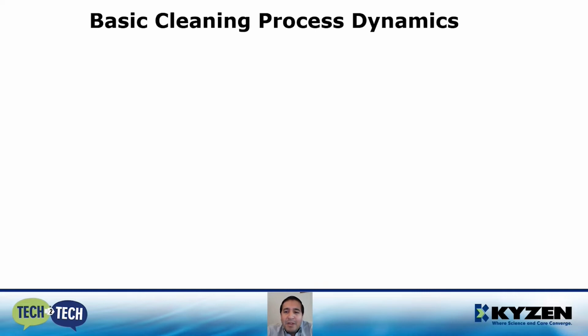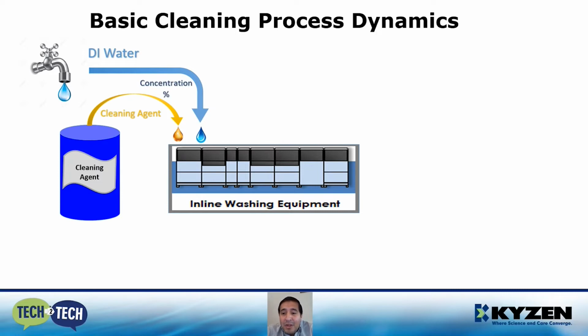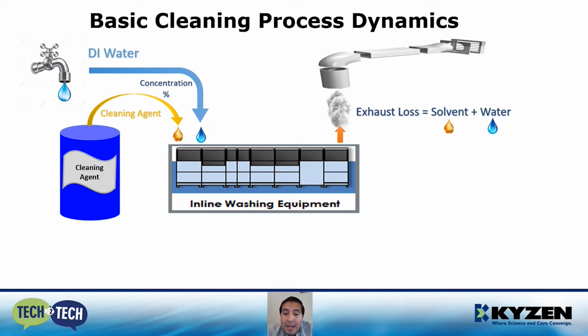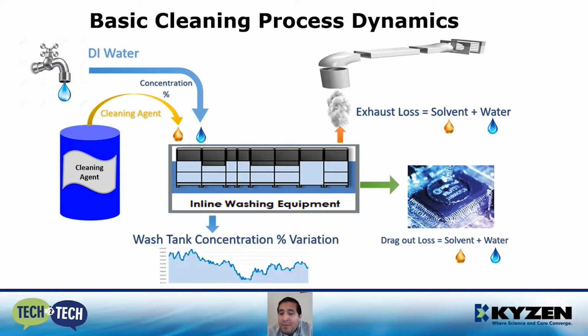In previous tech-to-tech sessions, we've reviewed the basic process dynamics ongoing inside an inline cleaning application where, due to different factors like the exhaust system of the equipment and the inherent drag out, the process suffers losses of both solvent and water at different rates. Although these might seem like small volume losses, when added up through all the operating hours, it will definitely alter our concentration percentage in the tank, generating variations that need to be monitored and controlled.